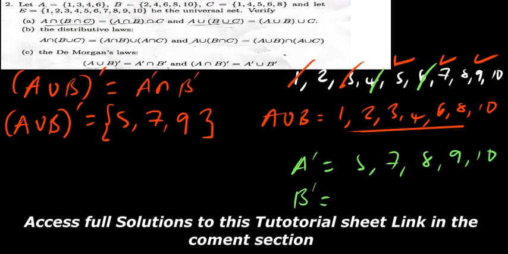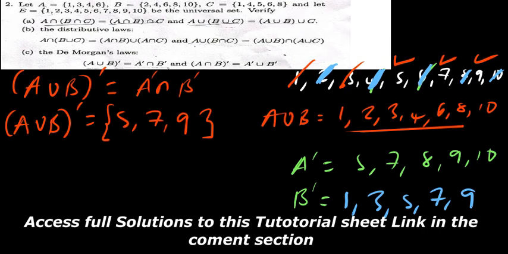What of B complement? For B complement, I need to remove 2, so I'm going to use a different color now. I remove 2. What else? 4. What else? 6, and then 8. What else? 10. The remaining ones are 1, 3, 5, 7, 9.